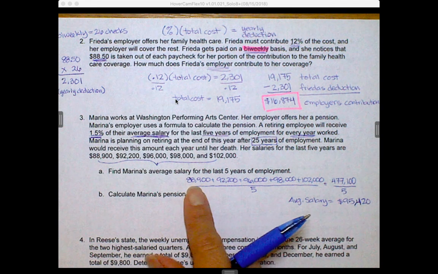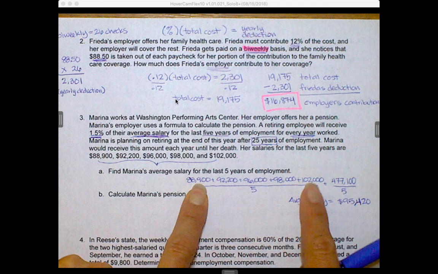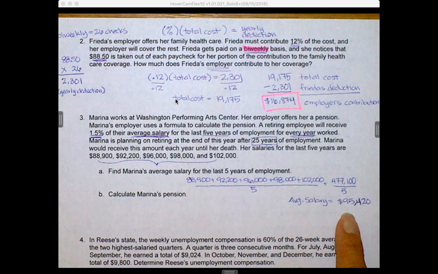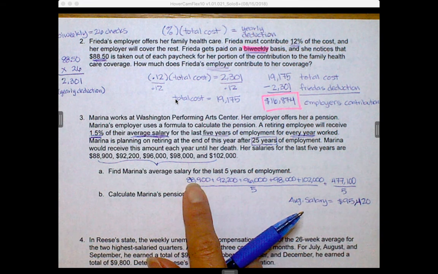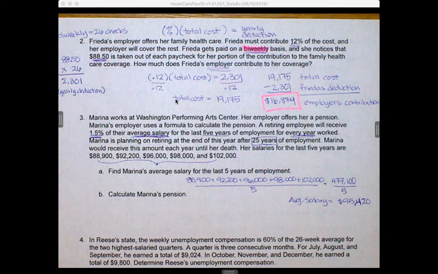Now, one way that I can check to see if this number is realistic is it should be higher than the lowest one, but lower than the highest one. So if you look at your highest and your lowest salaries, it should be somewhere in between those. And it is, right? 95,000, it's kind of in between those two. If you get a number that's higher than 102 or lower than 88,000, you did something wrong. Okay, the average should always be between the highest and the lowest. It should never be above or below either of those.